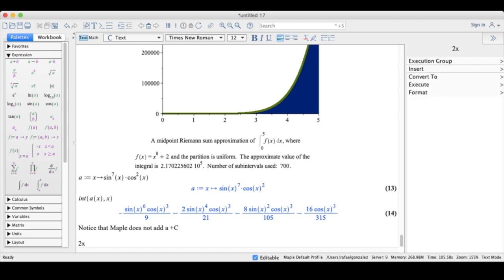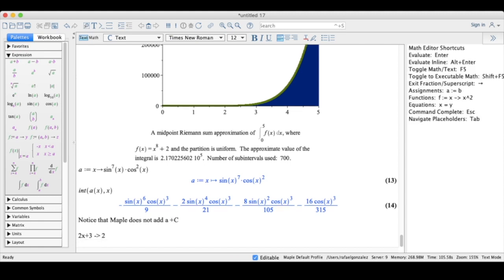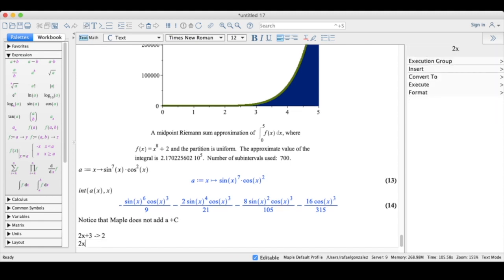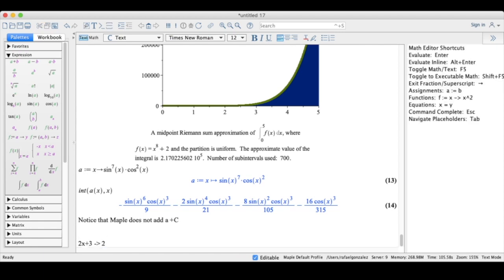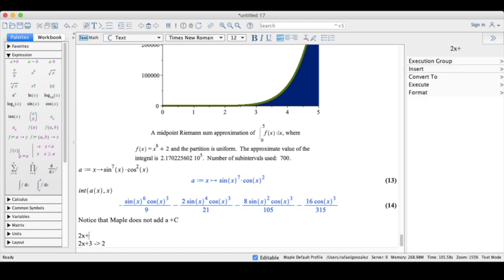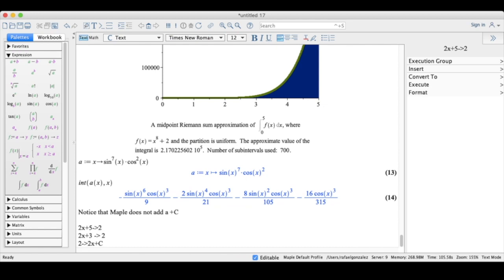So something like 2x plus 3, if you take the derivative of that, the derivative will simply be 2. Well, if you take the antiderivative of 2, you're going to get 2x. But it's not just 2x, it's 2x plus c. Why plus c? Because this derivative is not unique. If you take the derivative of 2x plus 5, for example, that also gives you a derivative of 2. And when you take the antiderivative, you're going to get, again, 2x plus some constant.